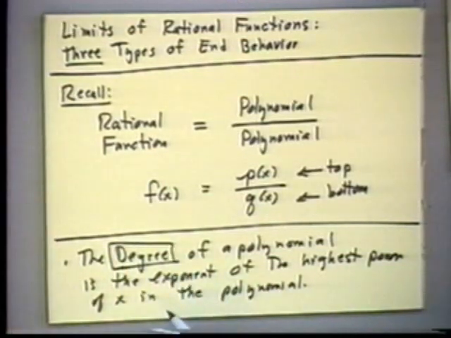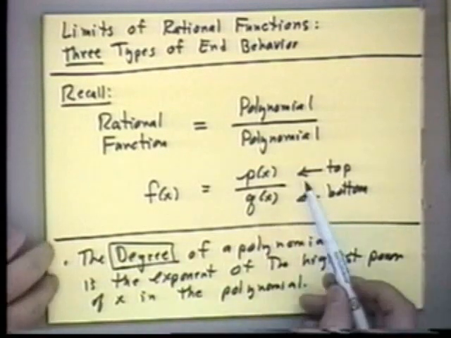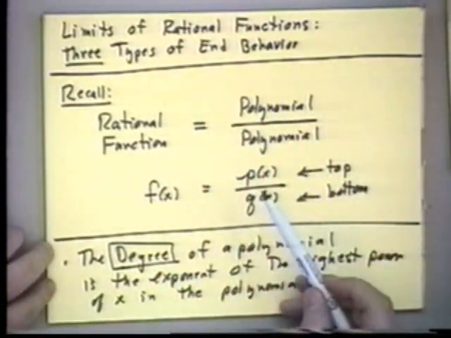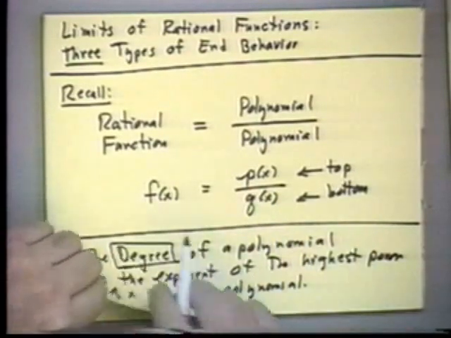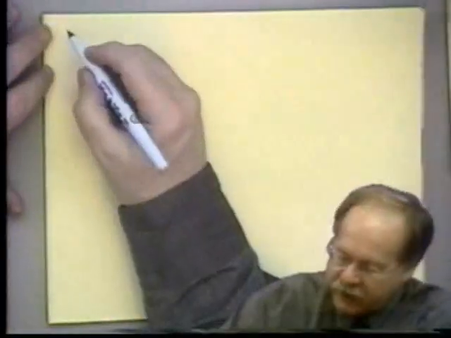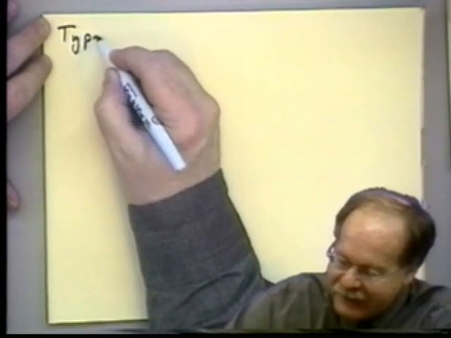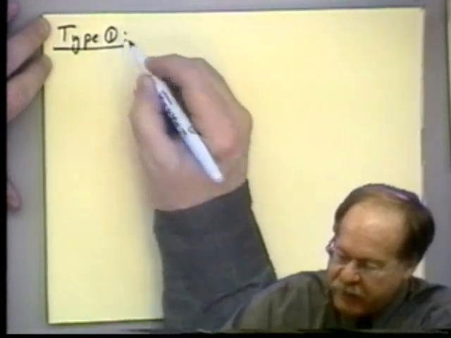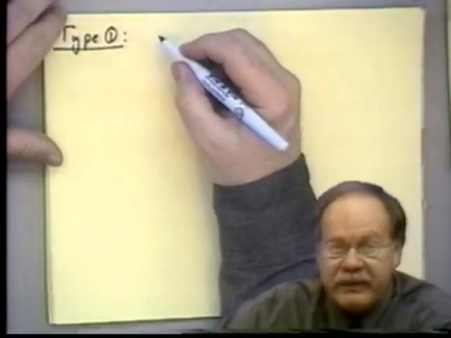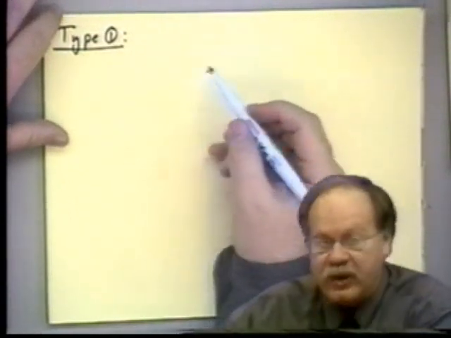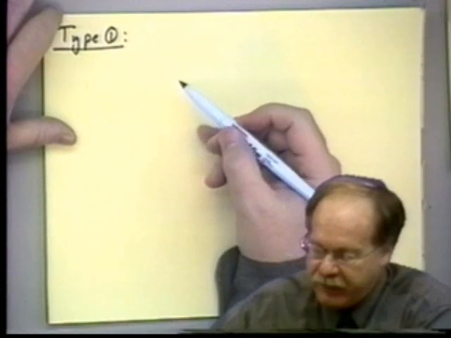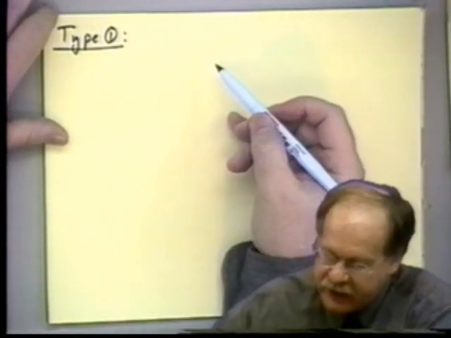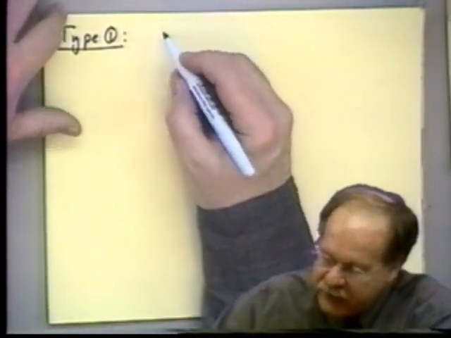Now, we will be using that fact as we try to find out what happens when we take the limit of a rational function as x approaches plus or minus infinity. What could possibly happen? Well, it turns out, as I mentioned, that there are three types of behaviors. And they're all end behaviors because we're looking as x goes to plus or minus infinity. That's to the left or right. And those are the ends of the function in our sense. All right. There are three cases.